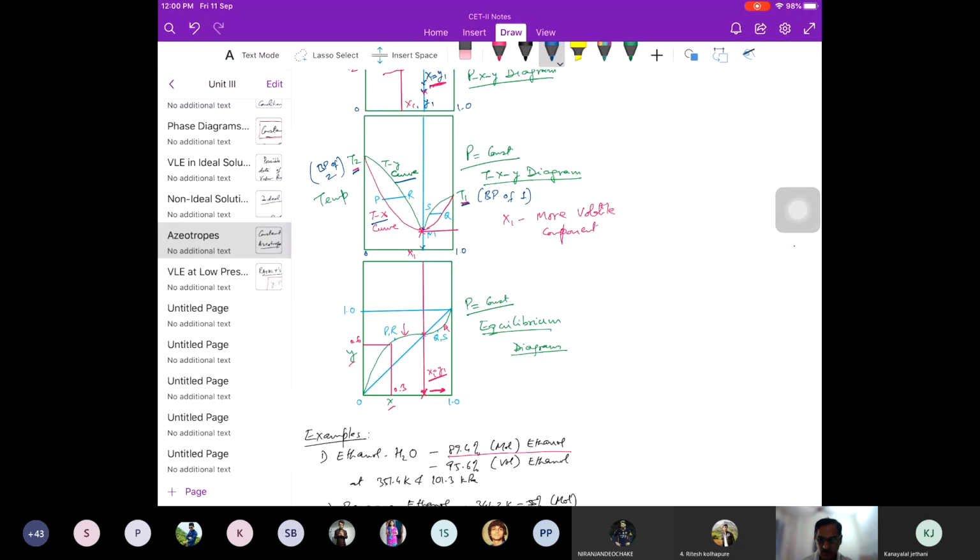Yes, sir. So positive deviations will lead to minimum boiling azeotrope. Negative deviations will lead to maximum boiling azeotrope. Remember that, it is the opposite. And these are the experimental observations. We're not going into theory of why it is like that. For that we would have to look at molecular interactions, attraction forces, repulsion forces. We are not going there. We are just looking at what actually happens, what kind of behavior we see.